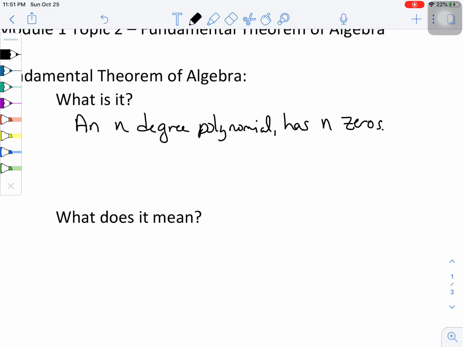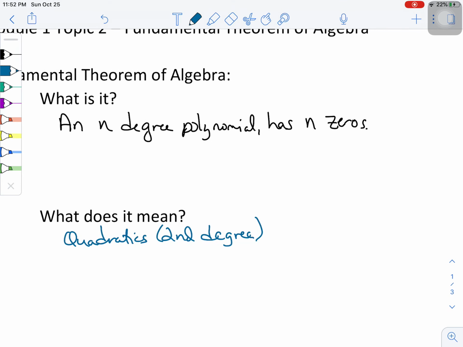Now, what does that mean? All right, let's actually translate it into some words that might make some sense. So things that we have worked with. We have worked with quadratics. Quadratics are second degree polynomials. All right, so they're second degree functions. So what does this mean? It means that a quadratic has two zeros.